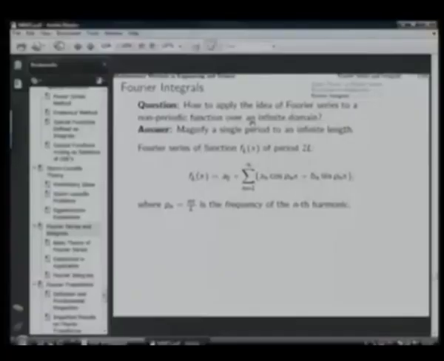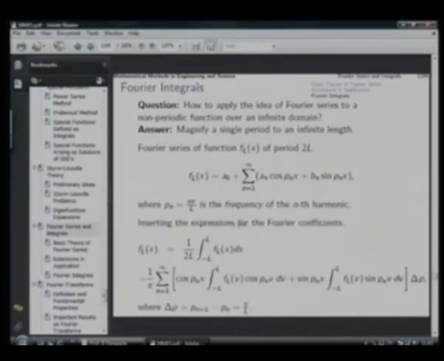For that purpose, let us consider this Fourier series of function f_l of period 2l, which will look like this: an infinite sum, a series, in which p_n is n pi by l, and that is the frequency of the nth harmonic. In the ordinary Fourier series, we had n pi by l sitting here. Now, what we do?